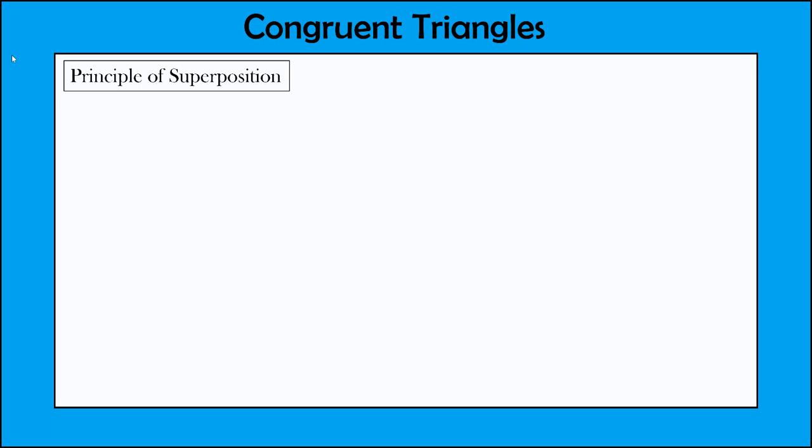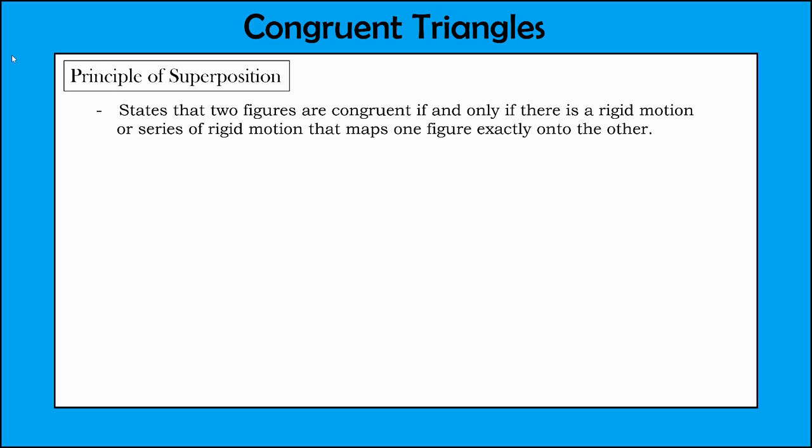All right, so first of all, we have this principle of superposition. And this is not something you need to know or memorize. It's just a fact here that for two figures to be congruent, there has to be a rigid motion or series of rigid motions that would map one figure exactly onto another. And we're going to do that a little bit today. So if two figures are congruent and they're drawn on the same, let's say, coordinate plane, there's got to be a combination of a translation, reflection, or rotation that will take one of those shapes and move it right onto the other. And that's the only way these two can be congruent.